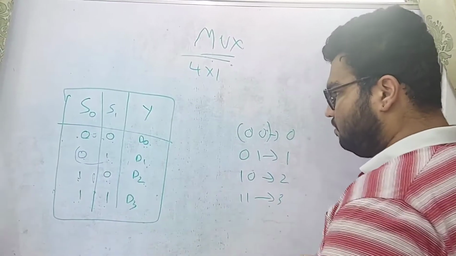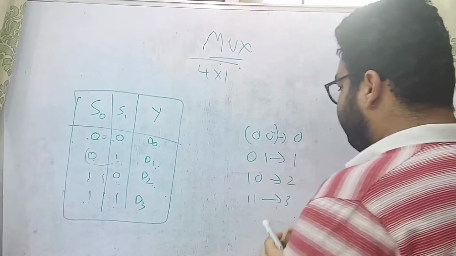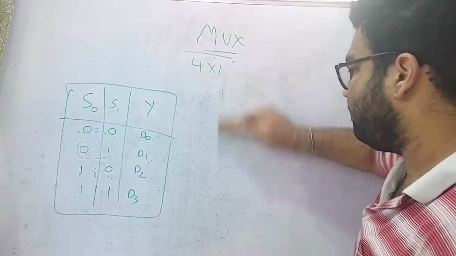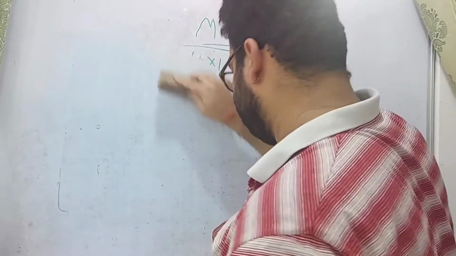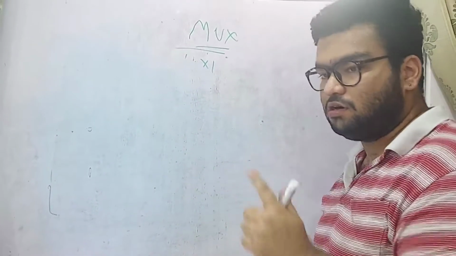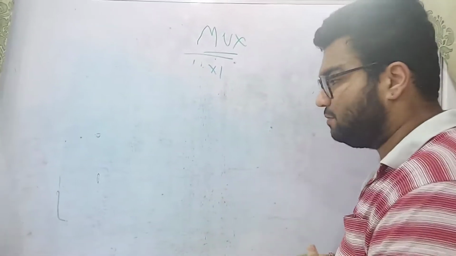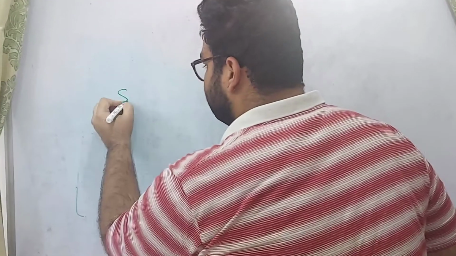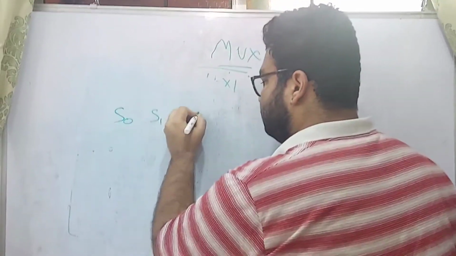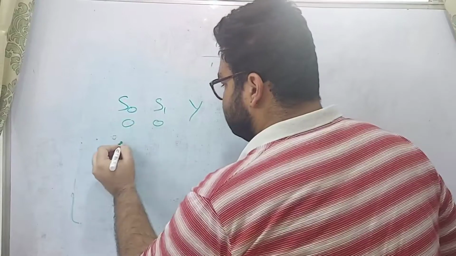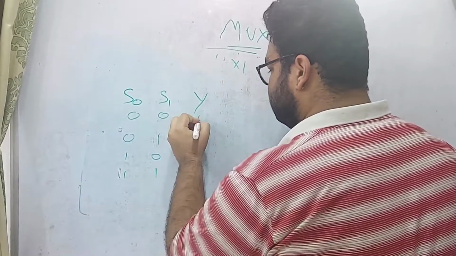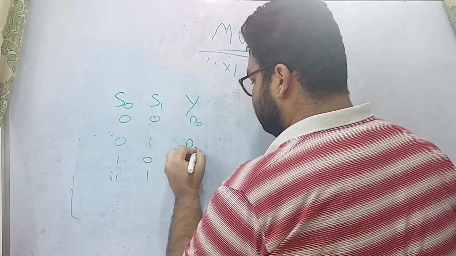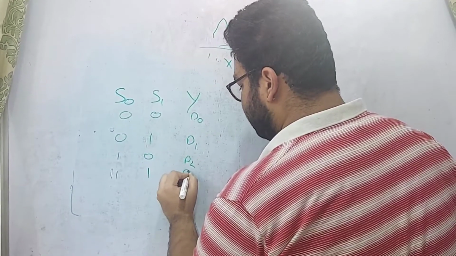So now, sorry, I forgot to write the Boolean expression for this. I am again writing the truth table: 0, 0, 0, 1, 1, 0, 1, 1, and D0, D1, D2 and D3.